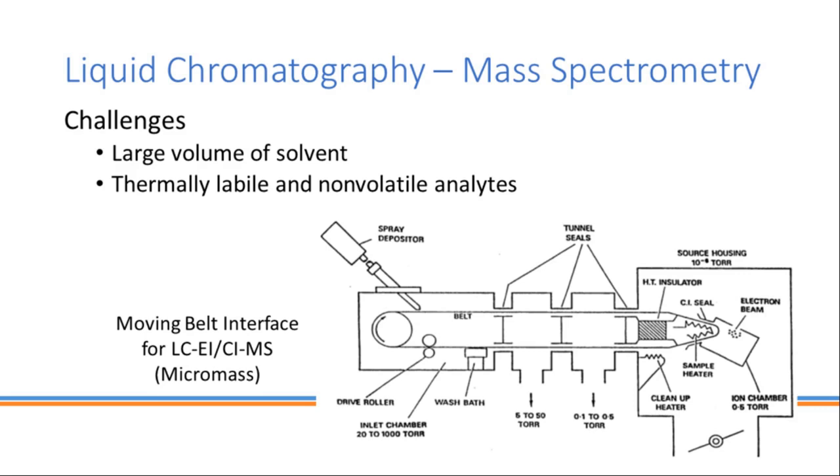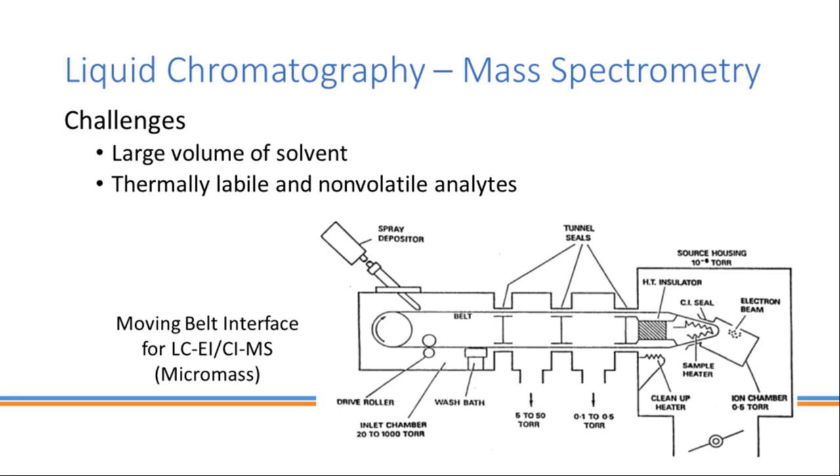There have been certainly lots of ways thought about how to do this. I just grabbed this picture of a moving belt interface that was being developed by Micromass way back when. And so what they would try to do is deposit this LC effluent onto a belt that would then travel through some different vacuum seals and a dryer to remove solvent, and eventually then have that belt encounter an electron ionization, chemical ionization source, and then feed back around and be cleaned again for the next deposition. So certainly people were thinking about a wide range of ways to be able to handle these problems.